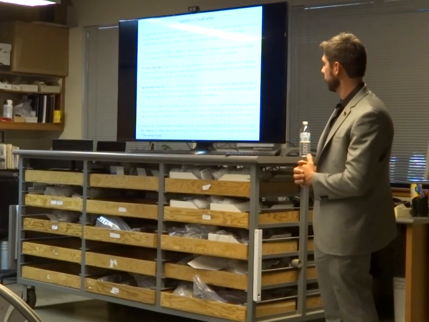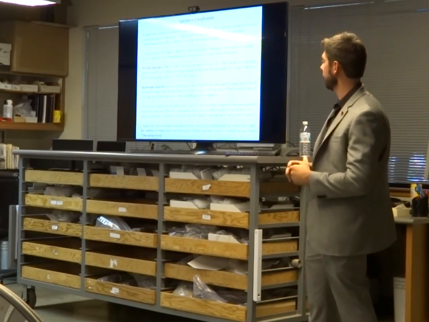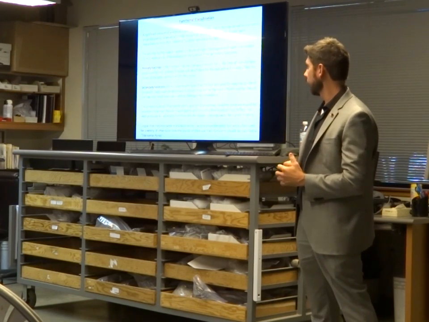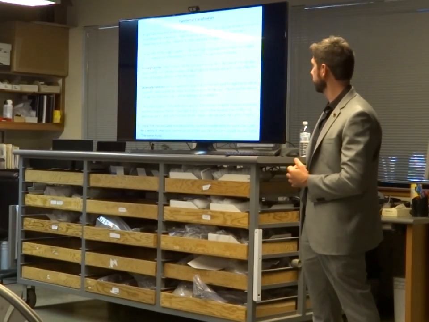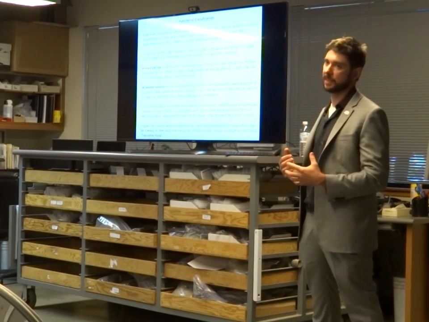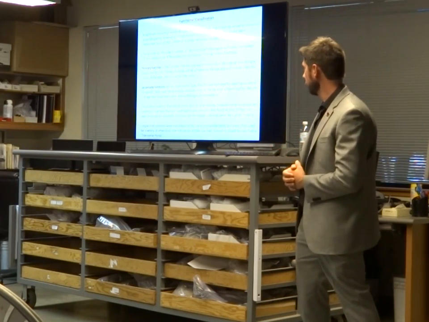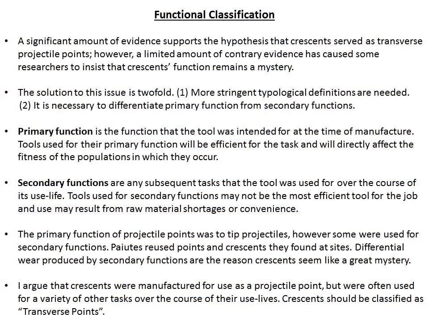So to classify crescents, a significant amount of evidence supports the hypothesis that they served as transverse projectile points. However, a limited amount of contrary evidence has caused researchers to insist that their function remains a mystery. The solution is twofold. First, we need more stringent typological definitions. So we need to separate crescentics, crescent scrapers, and some eccentrics for different functions from true crescents.